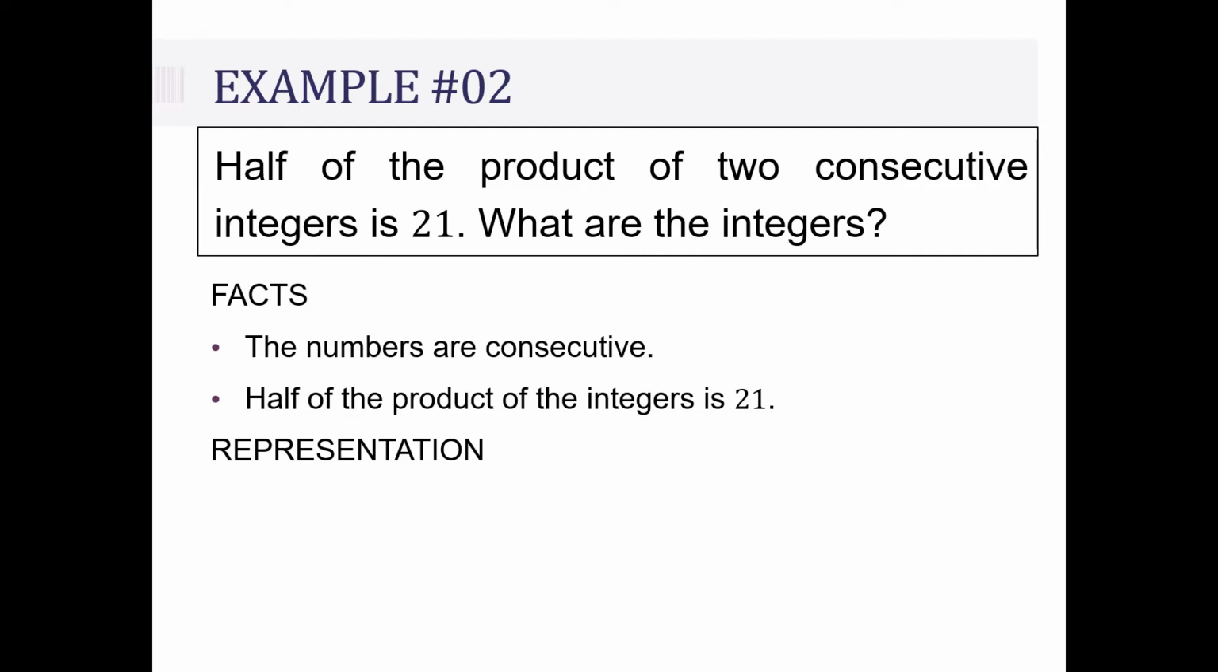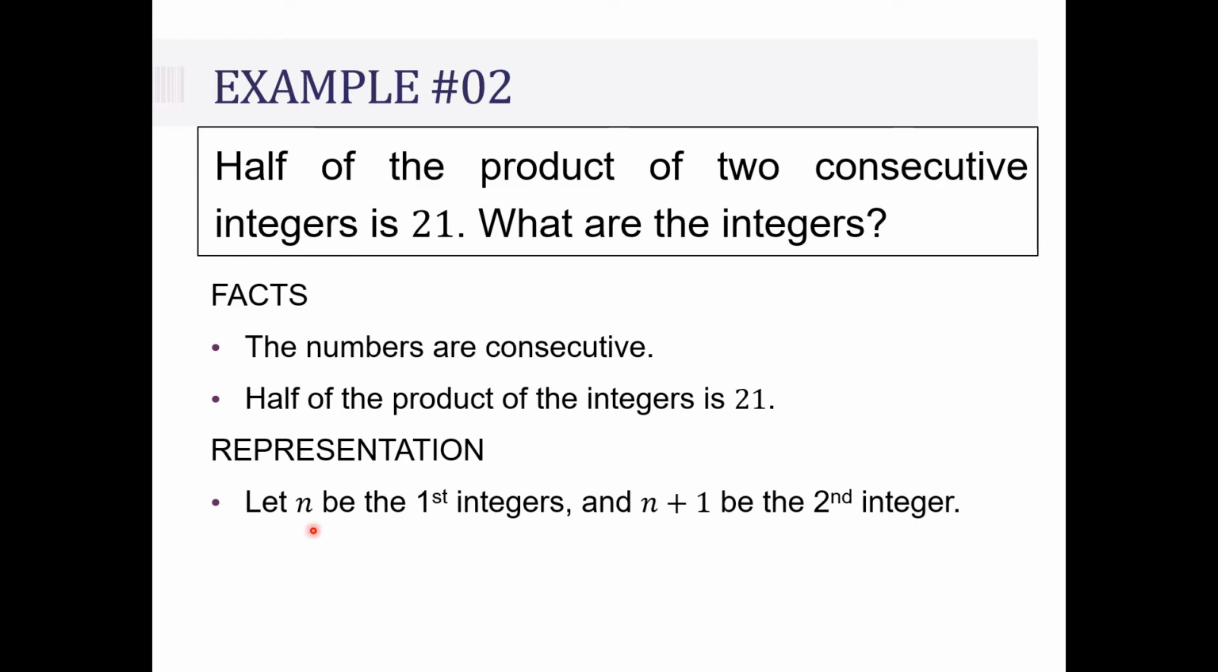So let's represent. Since alam natin na consecutive integers sila, so we can let n be the first integer, and n plus 1 be the second integer. Kasi magkasunod, di ba? N, tapos susunod, n plus 1. Di ba if we have 2, tapos susunod sa kanya 3, di ba magdadagdag tayo ng 1? So, ganyan yung ginawa natin dito. N para sa first integer, n plus 1 para sa second integer.